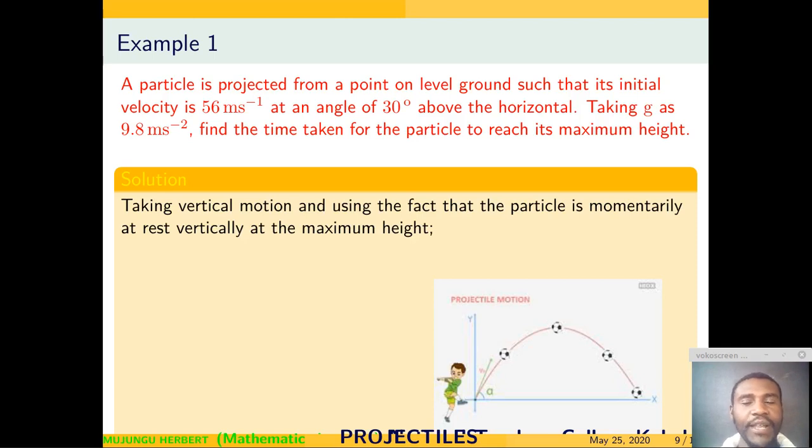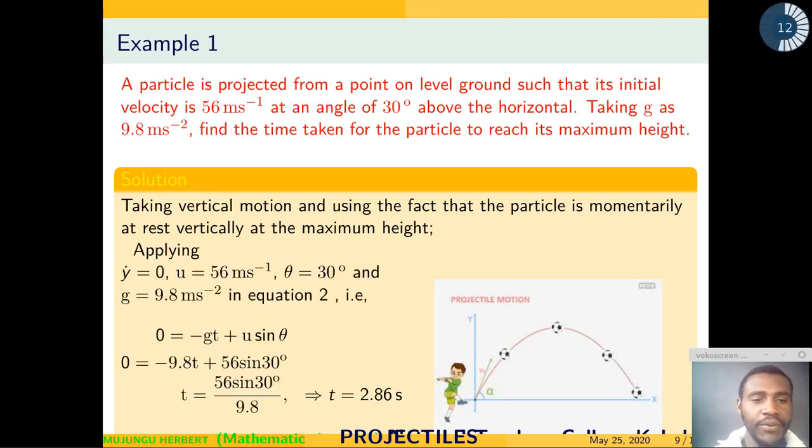And we still remember that at maximum height for vertical motion, the particle is at rest. That's at maximum height vertically. We assume it becomes at rest first before it begins coming back downwards. So if we use the expression for equation 2, and where there is velocity we substitute there 0, then we will solve for t, because g is 9.8, u is 56, and theta is 30 degrees, all given. When we substitute them in such an expression and simplify, we get our time as 2.86 seconds.